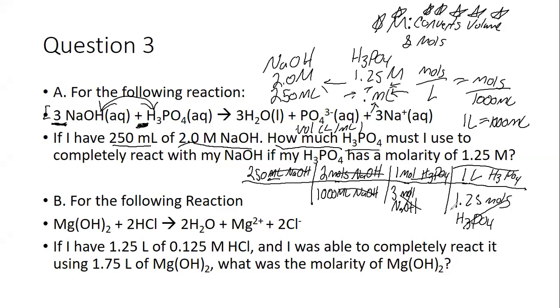That's also an advantage of this method. If I end up in the unit that I was looking for, so this can be milliliters or liters, I'm good to go. So now what we have to do is multiply across the top, take everything divided on the bottom. And I believe you should get, you need 0.13 liters of H3PO4 for this reaction.